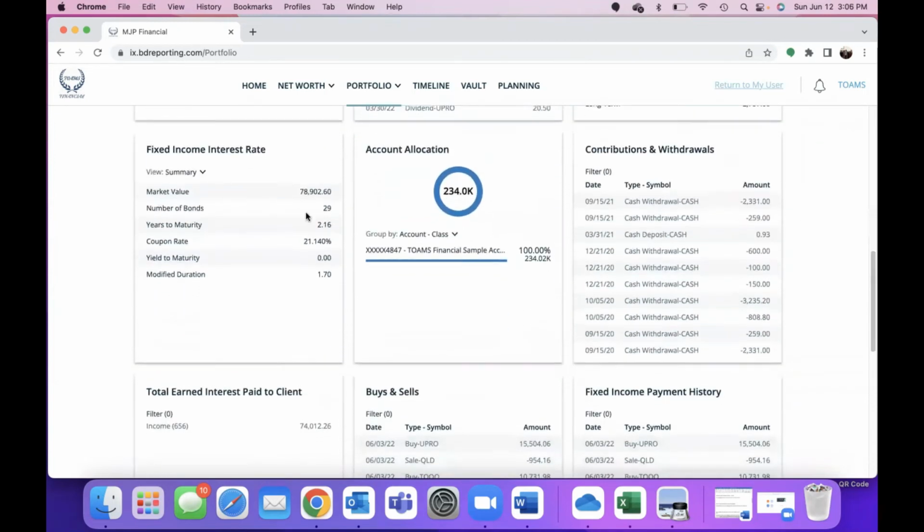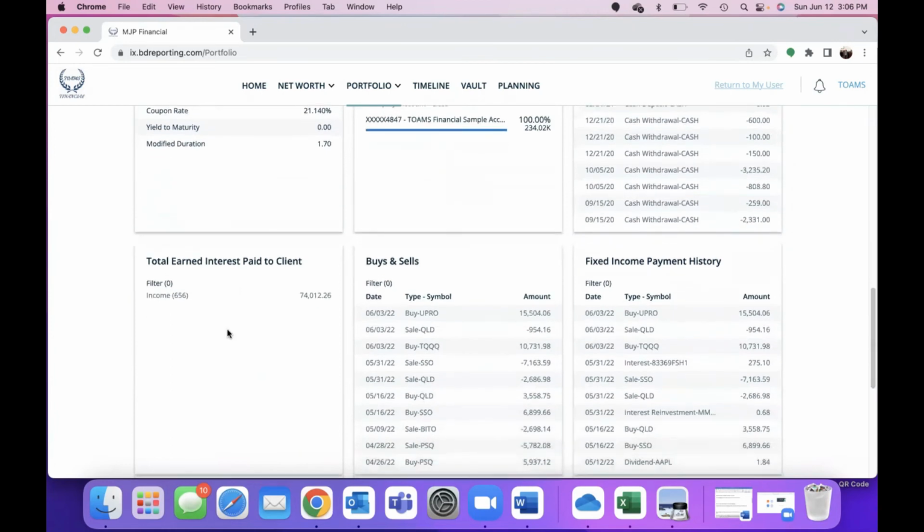Fixed income rate shows you the market value of your fixed income, how many bonds or CDs you have, years to maturity, and the coupon rate, which is 21.14%. Account allocation, how many accounts that you have, your contributions and withdrawals. So when you deposit money, we show that. And also if you withdraw money, we show that as well. And then also what date.